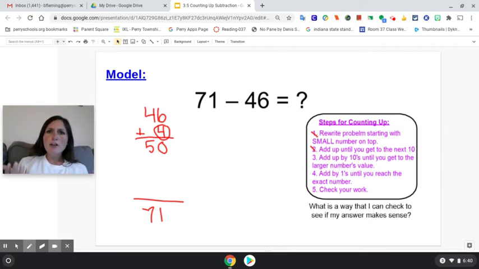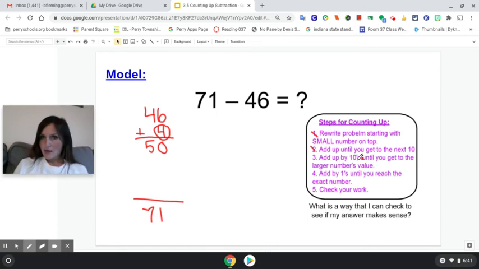So how do I know how to do this type of counting up subtraction? How do I know how to do this method? Well, again, make sure you're looking over here at these steps because this has lots of steps. So make sure you're following along. Okay, so now I'm going to go ahead and do the next step.